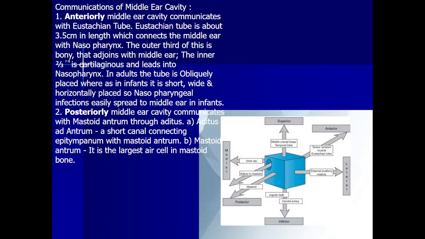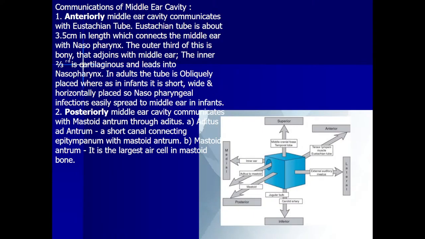The outer third of this is bony and adjoins the middle ear. The inner two-thirds is cartilaginous and leads into the nasopharynx. In adults, the tube is obliquely placed, whereas in infants it's short, wide, and horizontally placed, so nasopharyngeal infection easily spreads to the middle ear in infants, and acute otitis media also very often occurs in young children.